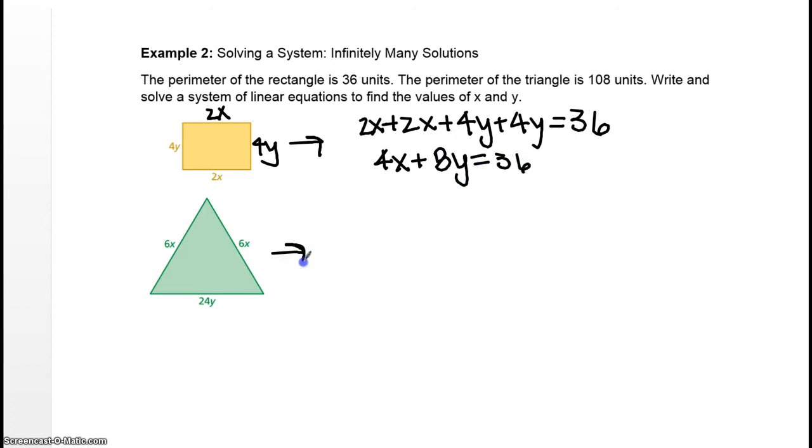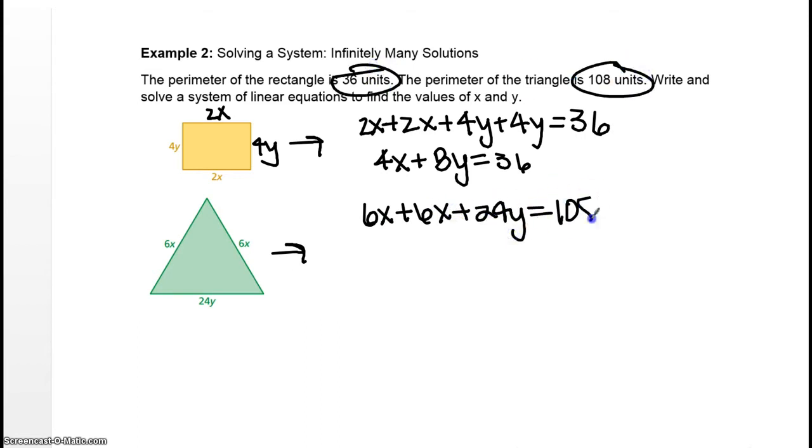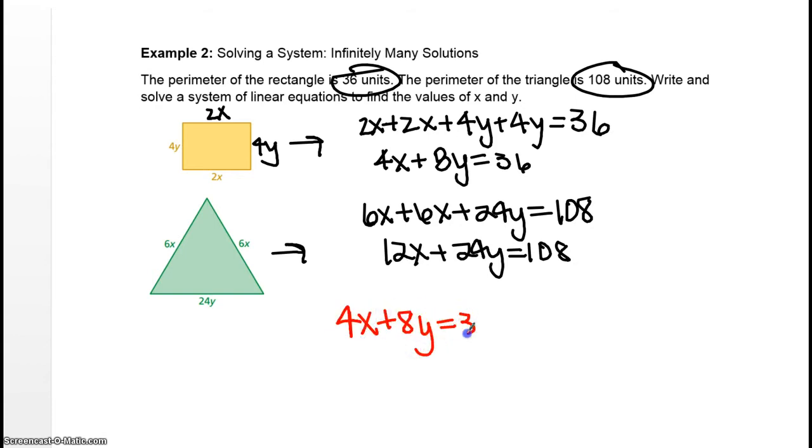Same thing down here, it would be 6x plus 24y is equal to 108 units. Okay, so this is 12x plus 24y is equal to 108. So my system is 4x plus 8y equals 36, and 12x plus 24y is equal to 108.